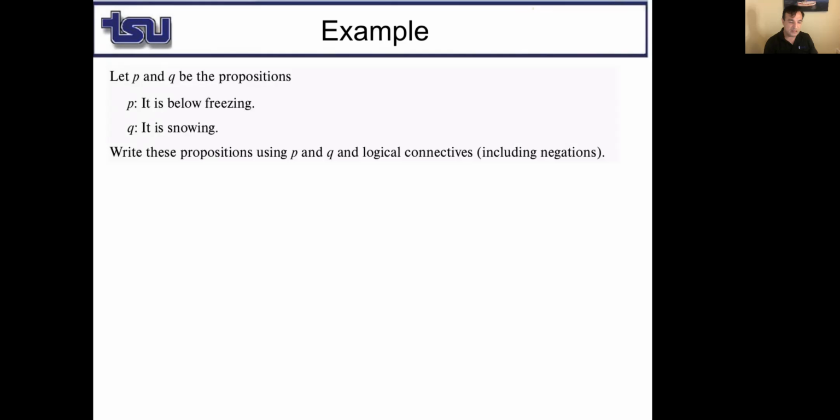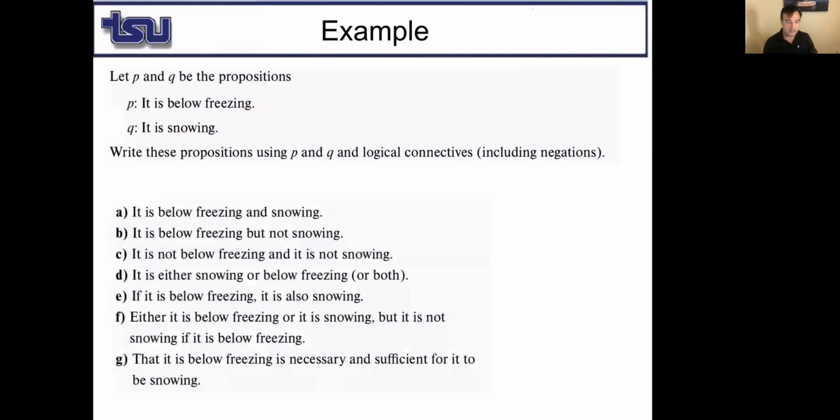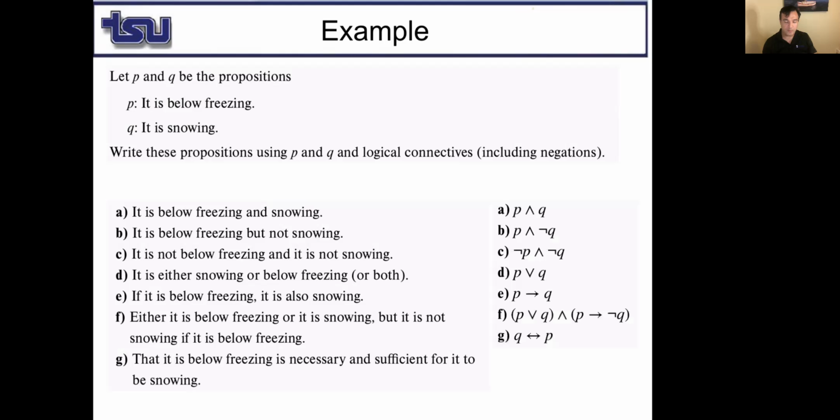This time we have P is it is below freezing, Q is it is snowing. Okay, it is below freezing and snowing. So this means what? You can tell me: P and Q. It is below freezing and snowing. It is below freezing but not snowing. So let me put it here. It is below freezing and snowing, we have and. It is below freezing and not snowing. It is not below freezing, and it is not snowing.